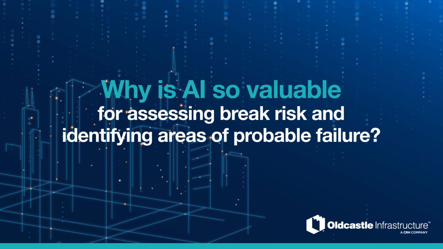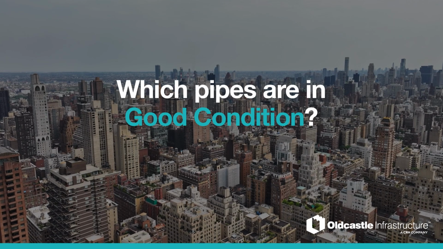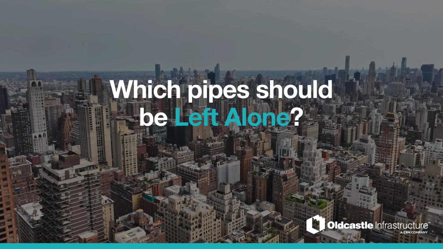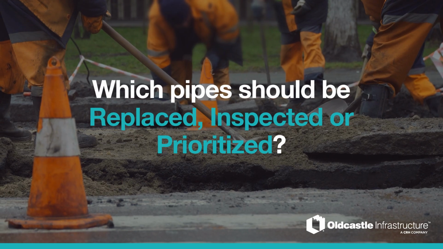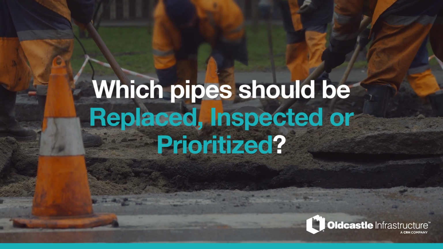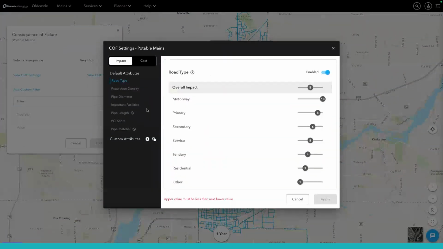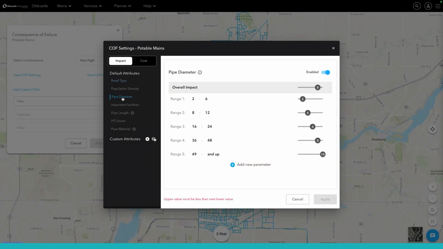Utilities across the country often struggle to determine which pipes are in good condition, which pipes should be left alone, and which pipes should be replaced, inspected, or prioritized for leak detection. The reason for this is that there's very limited data for decision-making. Utilities have traditionally relied on a very small number of data points for calculating the likelihood of failure, with the two most prominent being the age of the pipe and that pipe's break history.